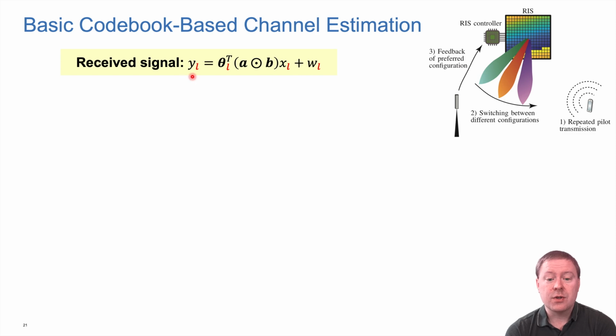We are now going to transmit multiple times different signals x_l. They are going through our channel, and then we have a configuration θ_l with an index l here that we will be changing over time. We receive y_l and we have noise w_l.